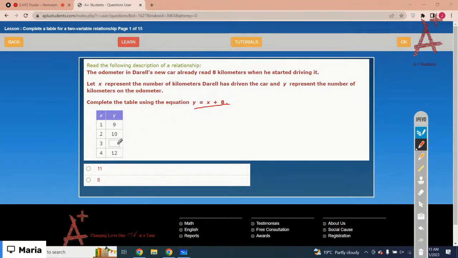So you have to evaluate the value of y when x equals 3. So just replace the variable with the value: 3 plus 8 equals 11. That means when x equals 3, y has a value that is 11. Got it? So the correct option is 11.